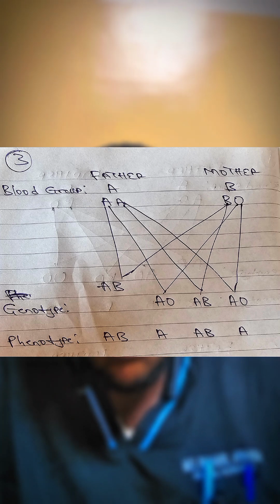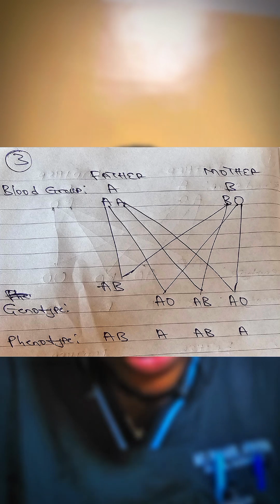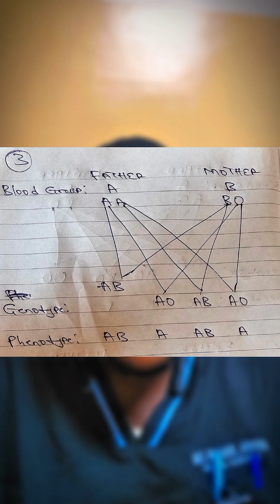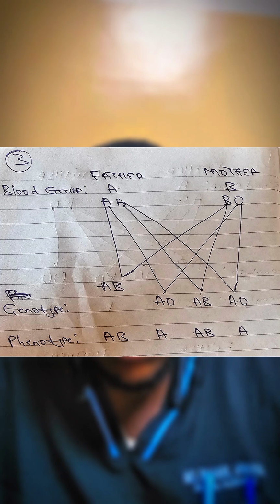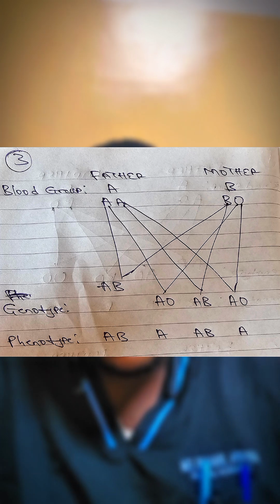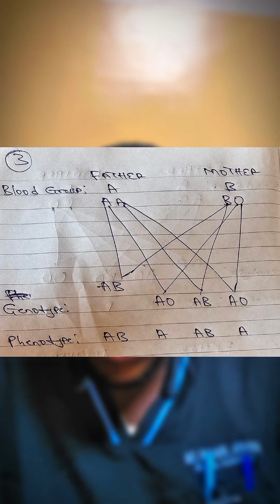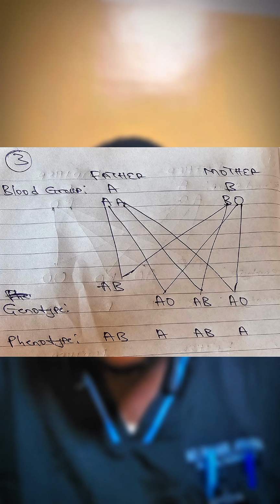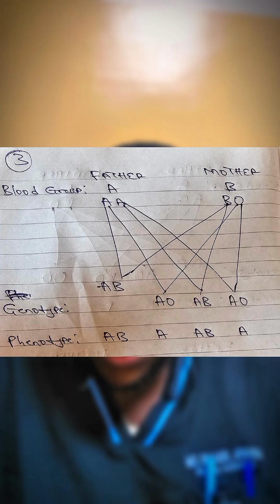Now, you find out that the children who are going to be blood group A are going to be heterozygous A. So phenotypically, they are blood group A, but genotypically, they are blood group what? AO, which means that they are heterozygous A. Now, let's look at case 4.